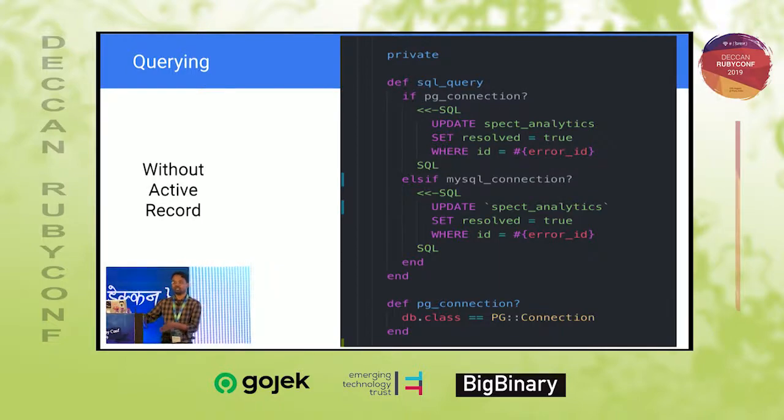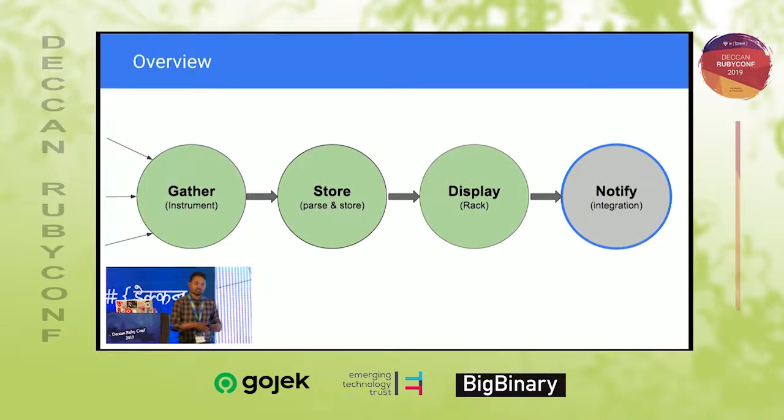The client app might be using Postgres, MySQL, or some other database. So there is some conditional part. We check if it is a Postgres connection, doing certain things in a certain way using raw SQL queries. If it is MySQL, some other way. So at this moment, we achieved the gathering of exceptions using instrumentation.